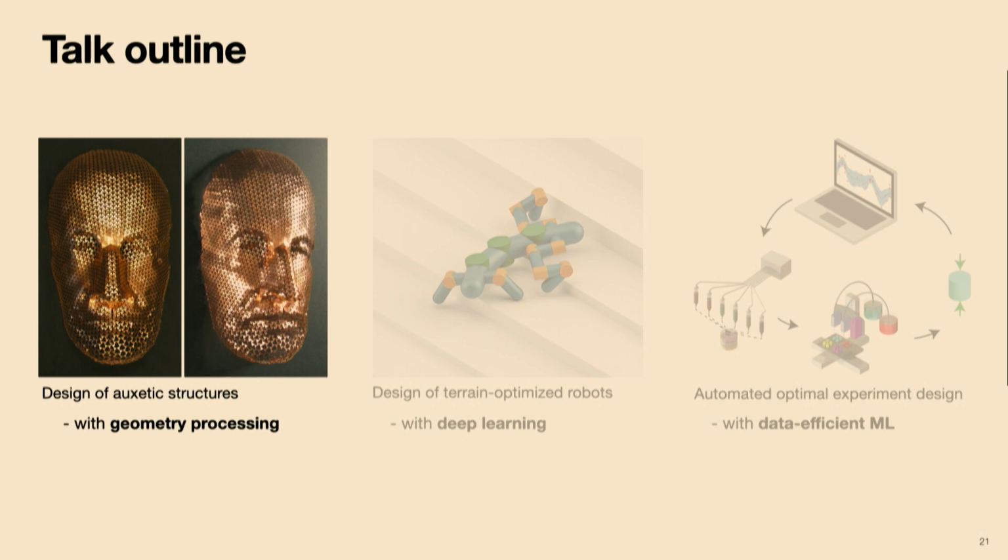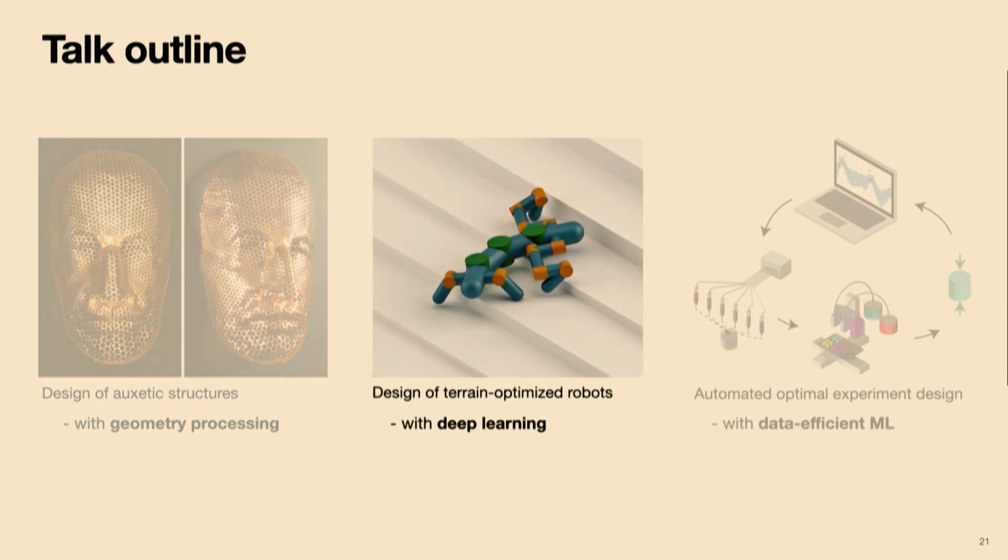Okay, so this concludes my story on the auxetic structures. Now, because we're at MIT, it would be a little bit weird not to talk about any AI, so I had to include the other two topics today. The second one is on using deep learning to design robots.